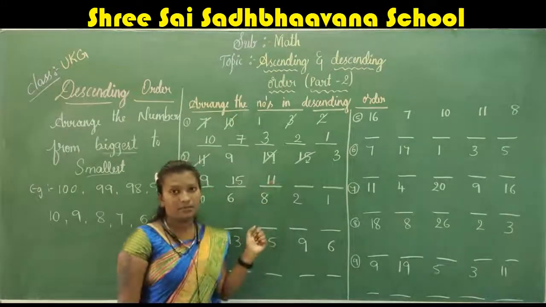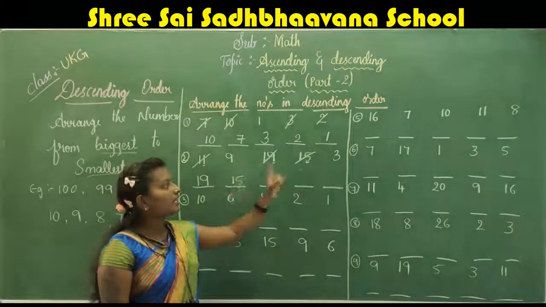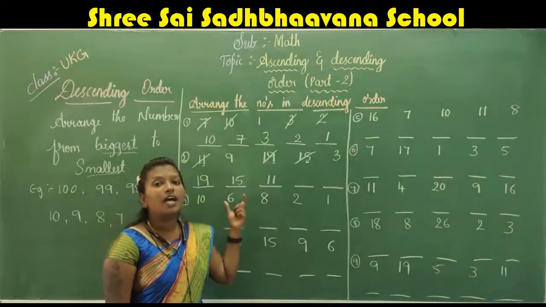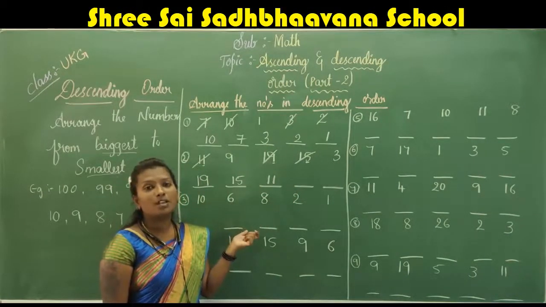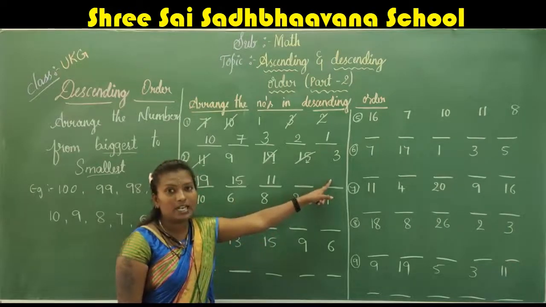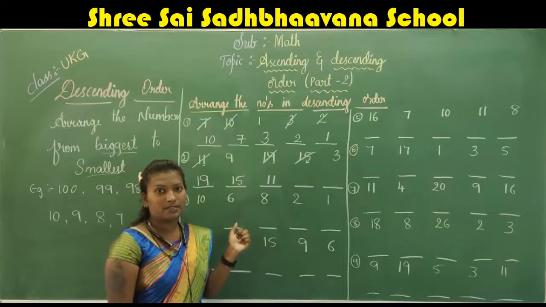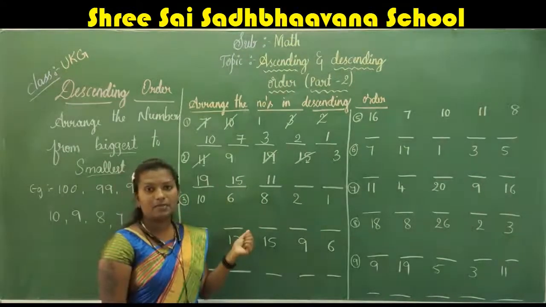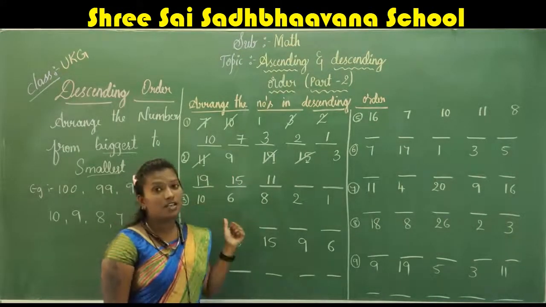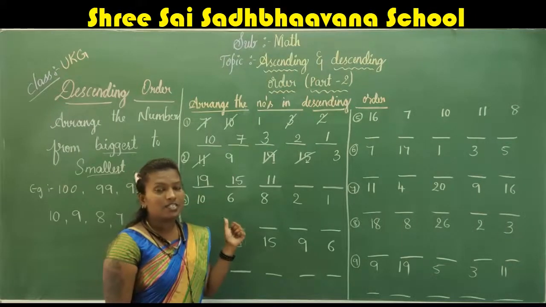So, number 9 and number 3. So children, here number 9 is there, the number 3 is there, and the smallest number, that one we have to write at the last, and which is the biggest number, that one we have to write in the fourth place. So here, which is the biggest number? It is number 9. Correct? Yes.